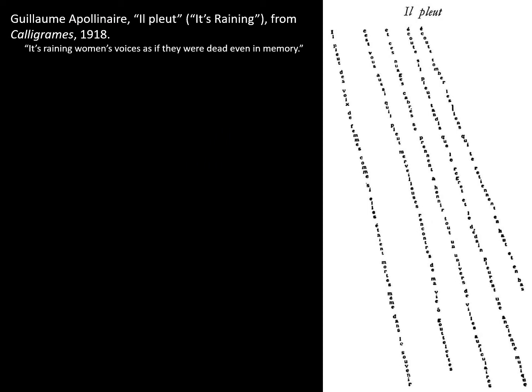Here's another one, Il pleut, which means it's raining. Here the text is like drops of rain emerging from the top left all the way down. Often these calligrams, because Apollinaire was friends with Picasso and Braque, are seen as being like Cubist poetry. But this is pretty elite stuff. It's not at all meant for the mainstream.